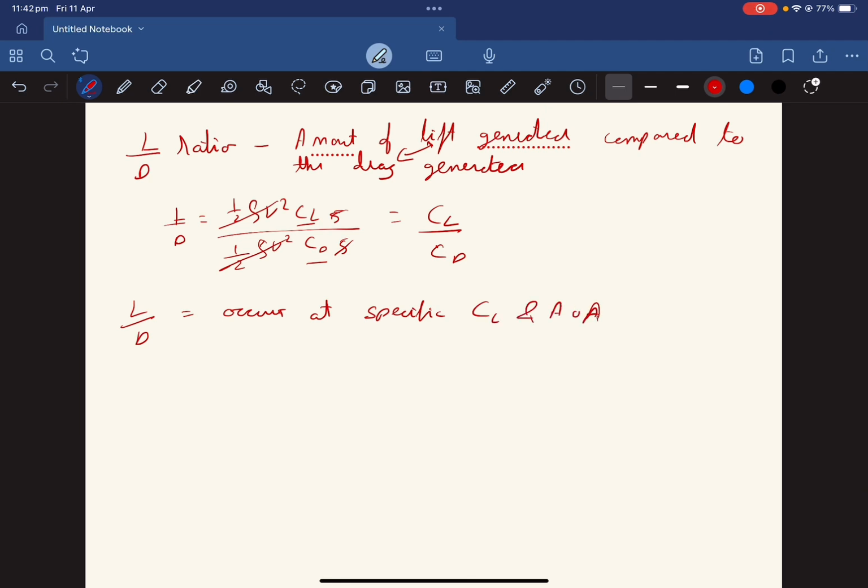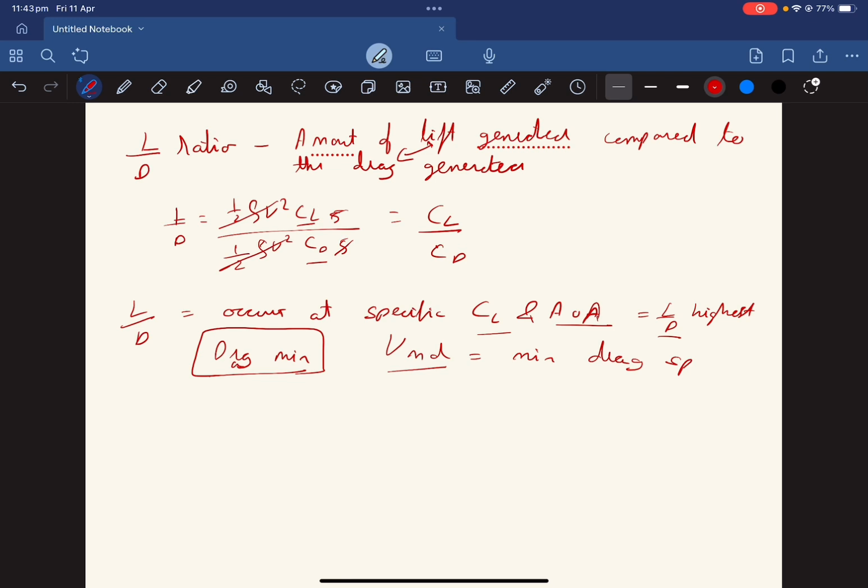If my aircraft is at this angle of attack and at this CL, my L by D is going to be the highest, and my drag, of course, is going to be at the lowest, that's why this ratio is the highest. This is going to be minimum, and the speed that refers to the L by D ratio is called the VMD. So what is VMD? It is the minimum drag speed.